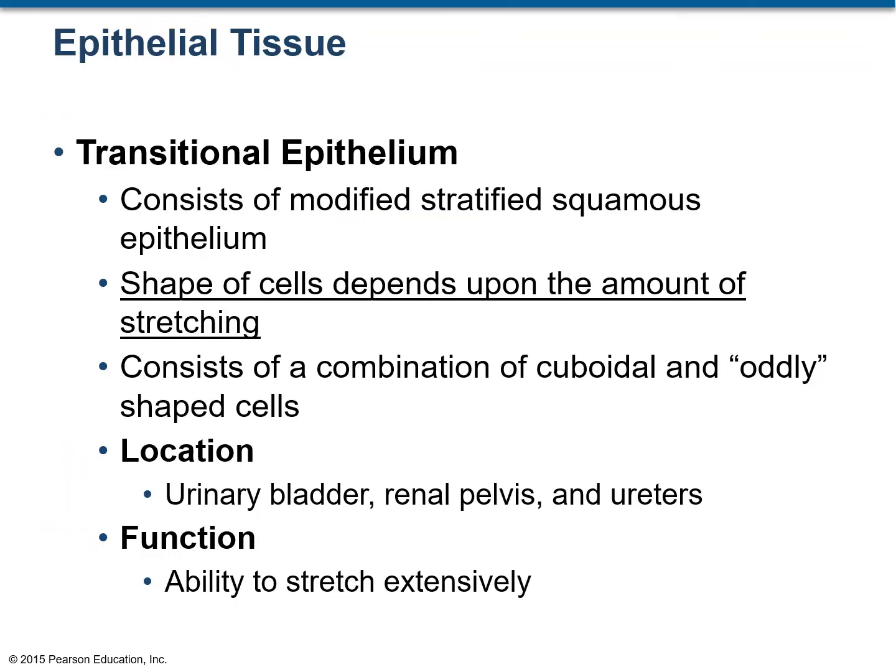Transitional epithelium is also a special category. The name transitional means that the shape of the cells keeps changing. So an important example for location is the urinary bladder. Now imagine the urinary bladder. It can hold urine and it stretches as the amount of urine inside it increases. So the shape of the cells depends upon the amount of stretching.